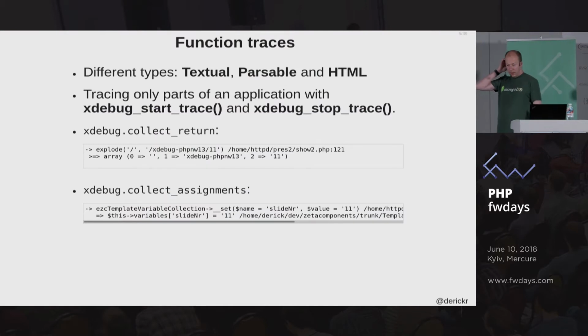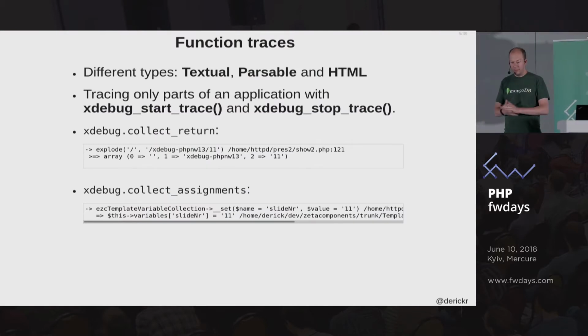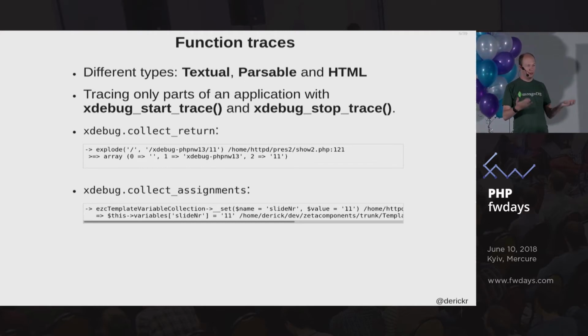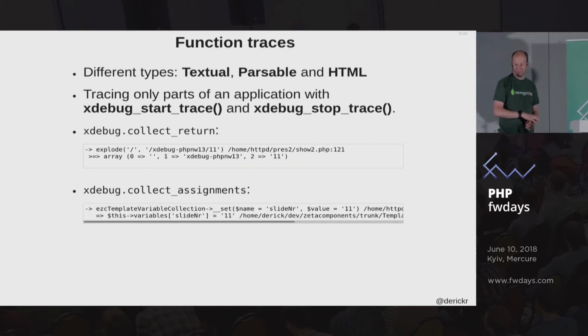There are different types of output that it gives you: textual, parsable, or HTML. What I mean by textual is that you can see as a developer what happens. Parsable is a way for other things, like little scripts or computers, to read what has been happening. HTML is a format that I won't talk about because it's a bad idea, but I don't want to remove it.